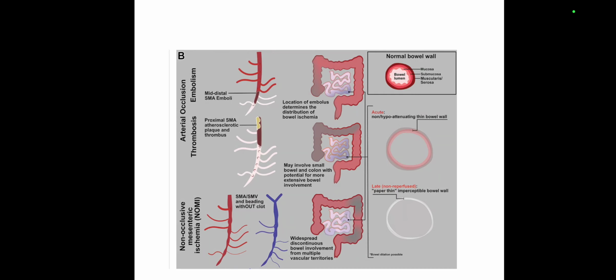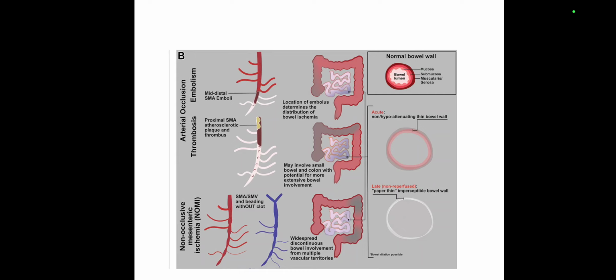In this picture we could see arterial occlusion, embolic cause, you could see the emboli mostly in the mid and distal segment, thrombosis we are seeing mostly in the proximal segment of the SMA. So emboli it is in the mid and distal segment with involvement of the short segment of the bowel. Whereas in case of the thrombotic type, it is mostly involving the proximal segment of the SMA, and it could have an extensive involvement of the bowel.